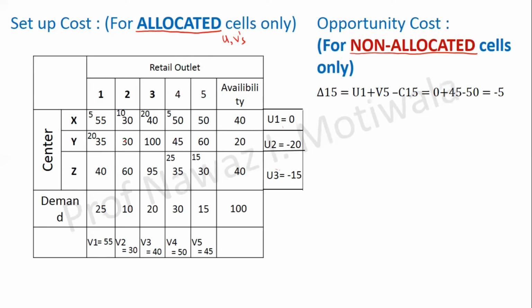Now the next non-allocated cell is this one, 30. So 30 corresponds to U2 and V2. So I will get U2 plus V2 minus 30, that is minus the cost at this particular place, which will give me the opportunity cost. It will be minus 20 plus 30 minus 30, and the answer I will get is minus 20.